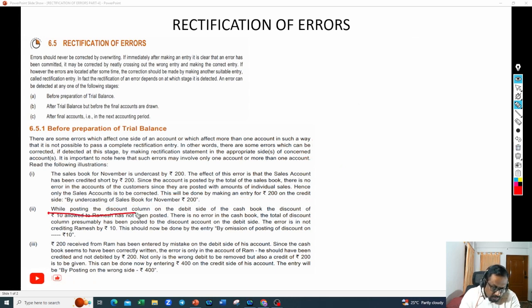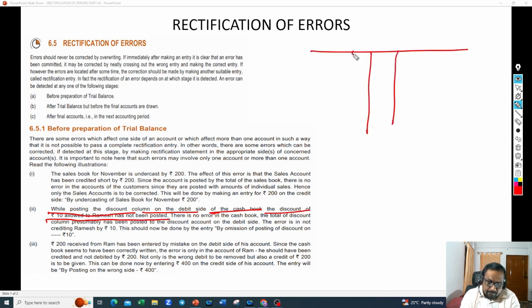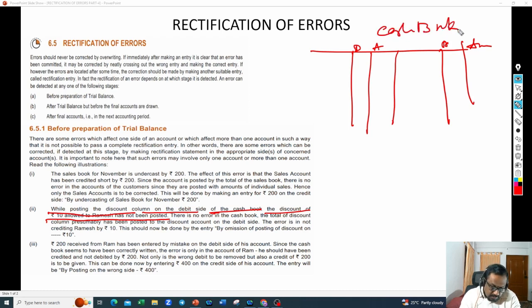While posting the discount column on the debit side of the cash book, the discount of 10 rupees allowed to Ramesh has not been posted. See, this is the cash book. This is the discount column and this is the amount column. Right? This is the cash book. In this cash book, what is he saying? The discount allowed to Ramesh has not been posted. So when do we allow the discount to Ramesh?